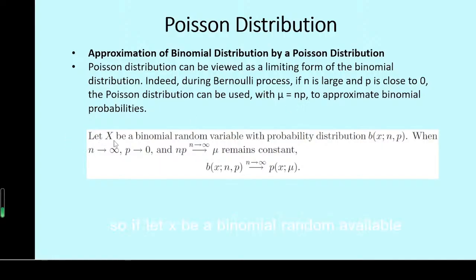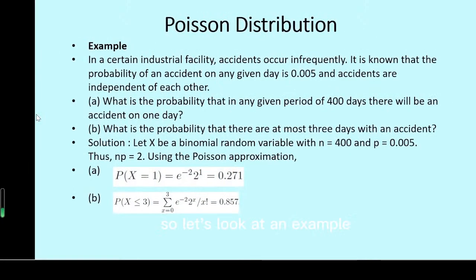So if we let x be a binomial random variable with probability distribution b(x; n, p), where n is very large and p is very close to 0, then np is constant, which means the Poisson distribution's mu is also constant. So we can use the Poisson distribution to approximate a binomial distribution. Let's look at an example for this case.